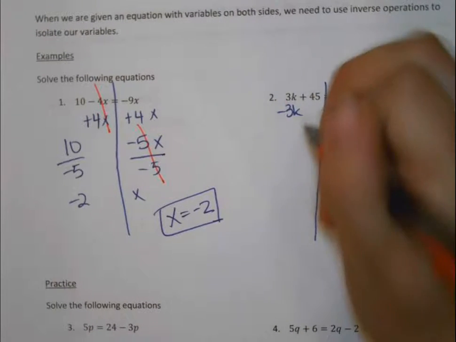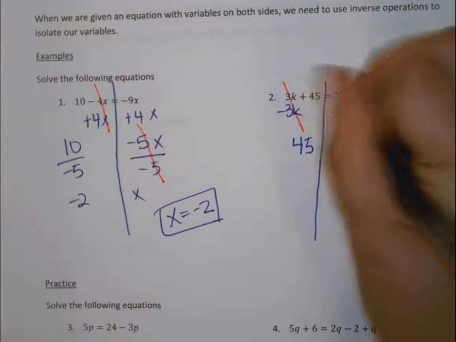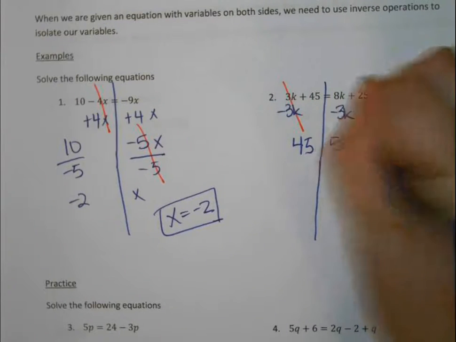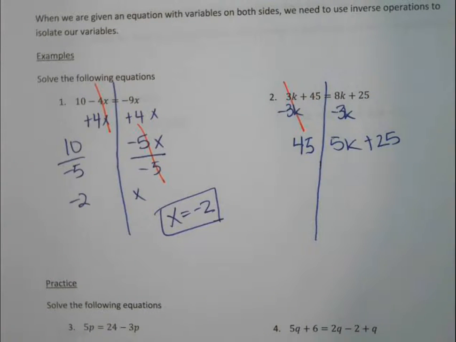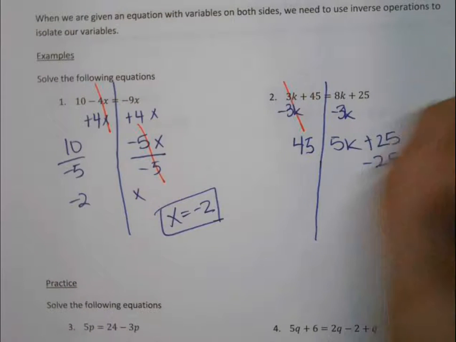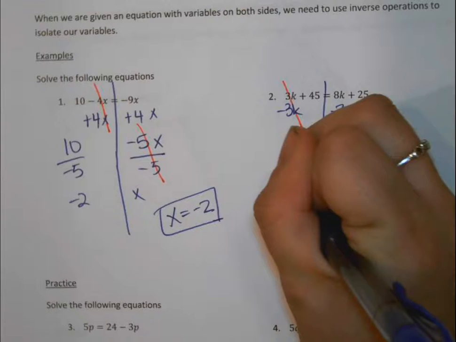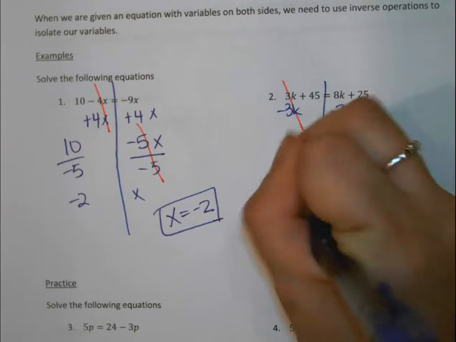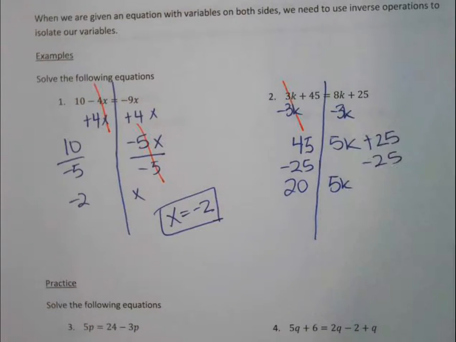So on the left side, the 3k's cancel out. I have 45 on the left. 8 minus 3 is 5k. On the right I have the 25, which had nothing happen to it. I'm going to then move the 25 over to the other side, so I'm going to subtract 25 on both sides. 45 minus 25 is just 20. I have the 5k because nothing changed with that, and the 25's cancel out.